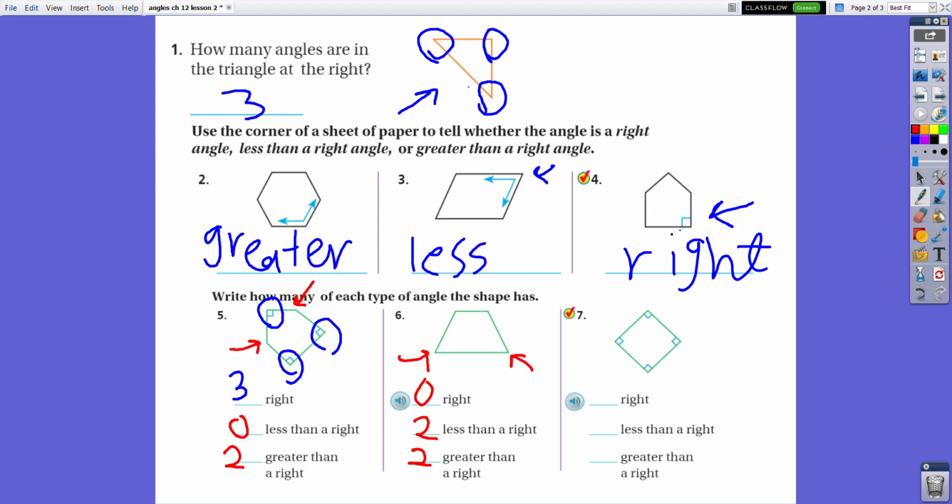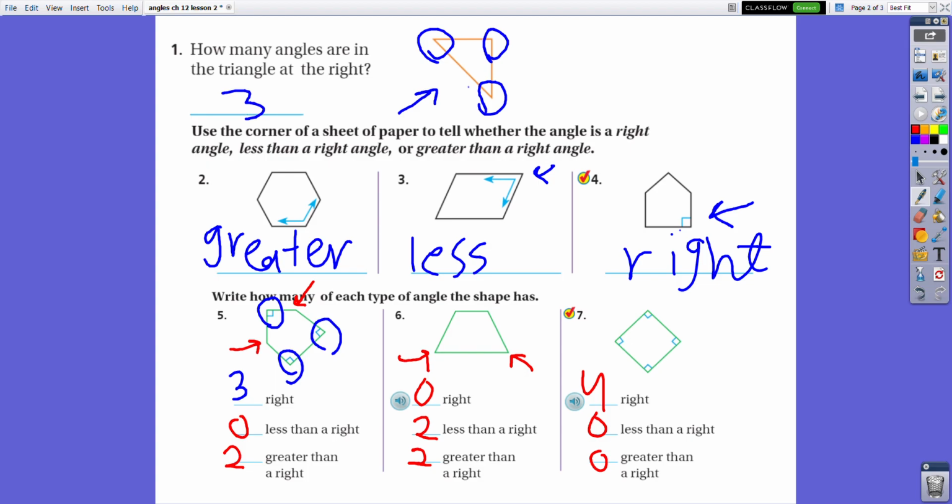Look at number 7. Look at this shape in number 7. How many right angles are there? Again, when I say right angle, you will think about the clue. What is the clue? It's the little square in the corner. How many little squares are there? So it's 4 right angles. How many less than a right angle? There is no such angle, so 0. How many greater than a right angle? There is no greater than a right angle. So it's 0. Got it?